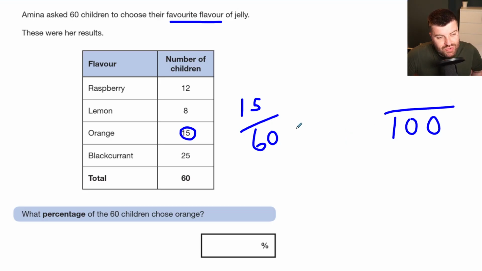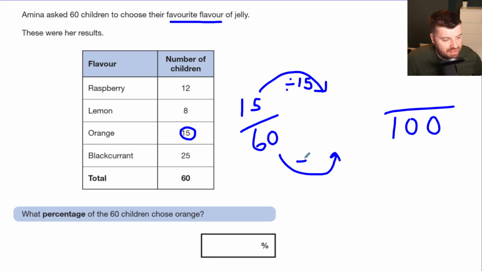So I'm actually going to step backwards and I'm going to notice something, okay? And you might notice it too. 15 goes directly into 60. So what I mean by that, I could actually divide both the numerator and the denominator by 15 to simplify this as much as possible. So how many 15s are in 15? Just one. How many 15s are in 60? 15, 30, 45, 60. Think of quarters of an hour. So there are 4.